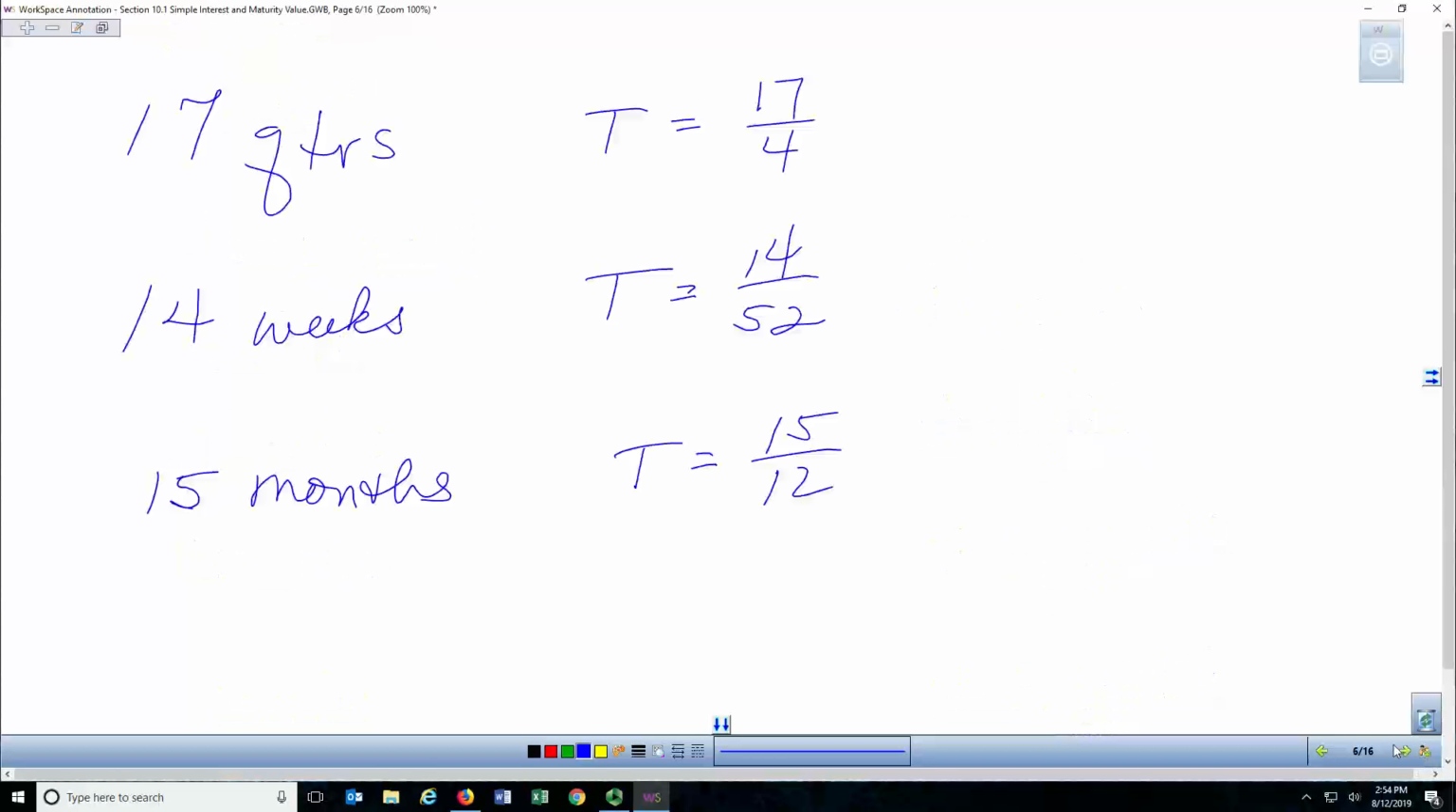All right, so if it says 17 quarters, that means I will have a time fraction of 17 over 4. If it says 14 weeks, I would have a time fraction of 14 over 52. And if it says 15 months, I have a time fraction of 15 over 12, and so on. And we don't need to reduce any of these because we're going to be using our calculator to evaluate.